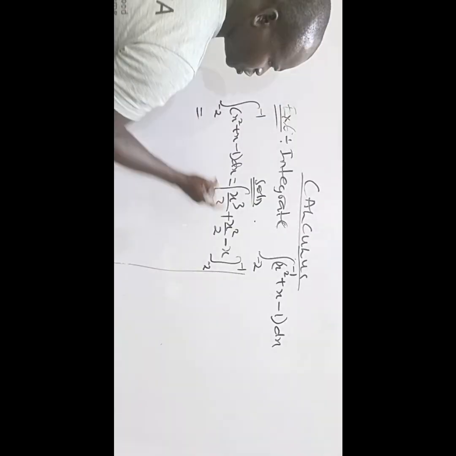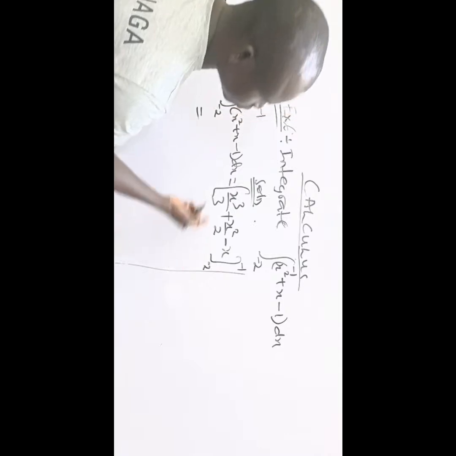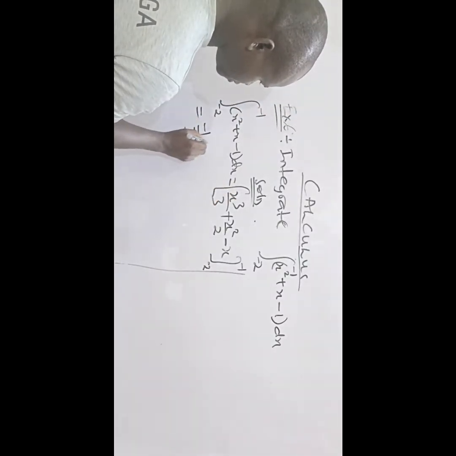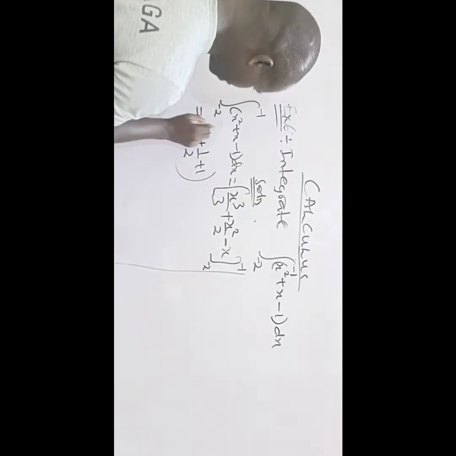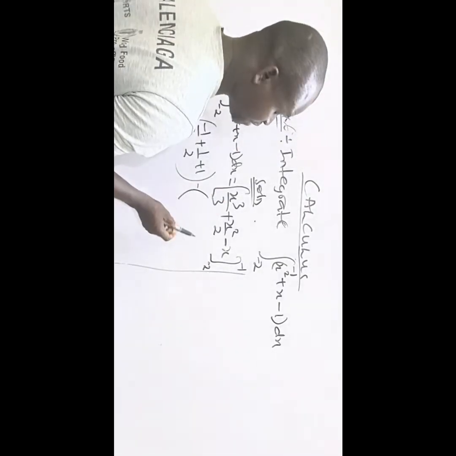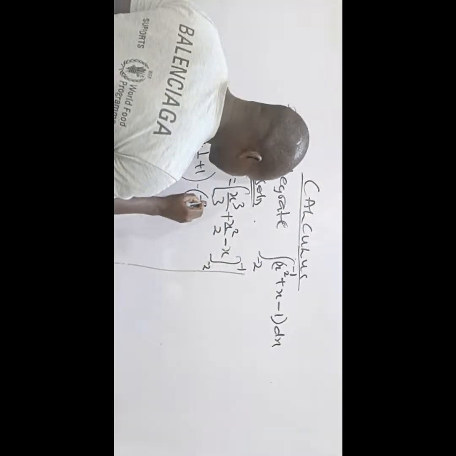What are we going to do here? You substitute, when x equals minus 1, then when x equals minus 2. Minus 1 cubed will be minus 1 over 3. This will be plus 1 over 2. Minus minus, that's plus 1. That's what we are going to get here. Then you substitute when it is minus 2, minus 2 cubed will be minus 8, minus 8 over 3.